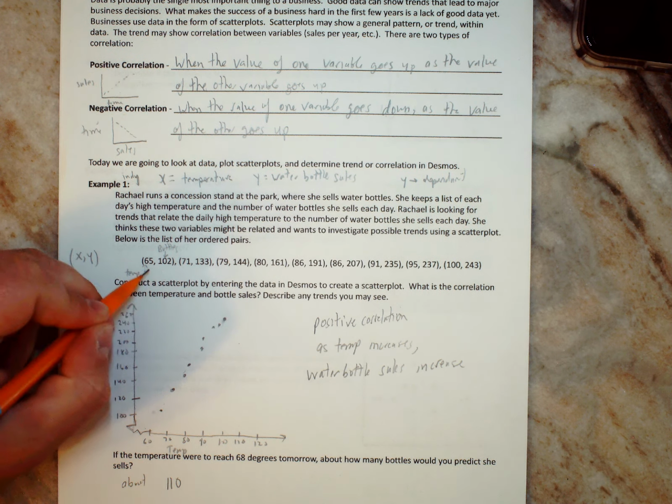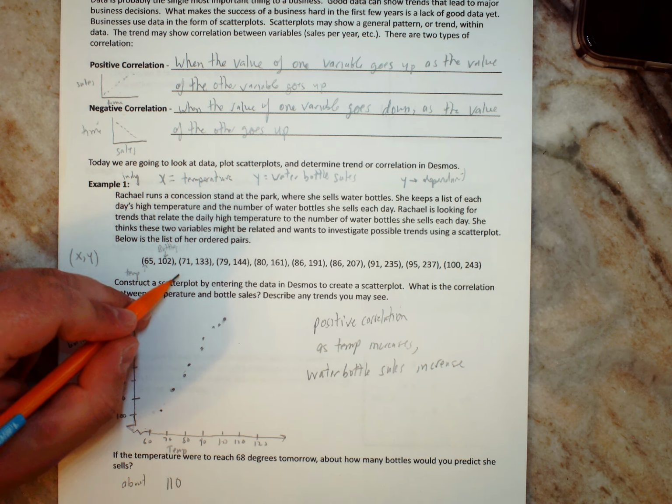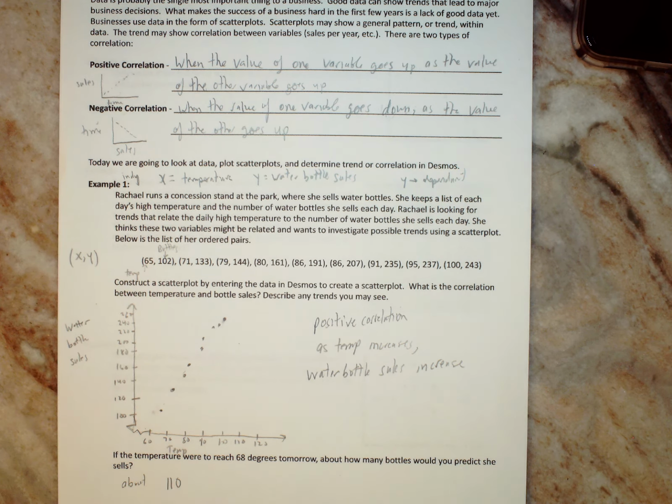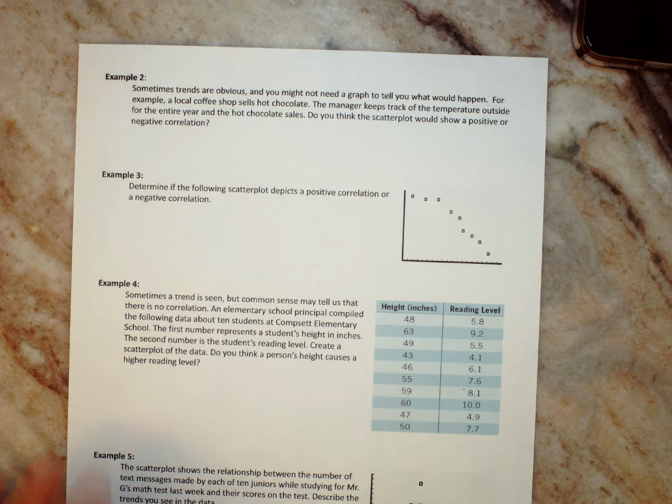You're looking at the data. So I'm looking here. 65 is 102. 71 is 133. So about 110 it looks like in the picture. You know, a couple off would be fine. But there's your first example.